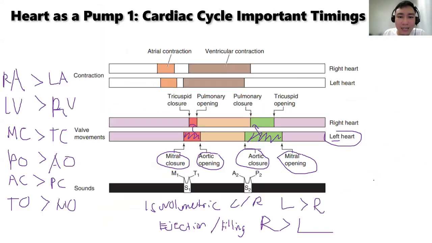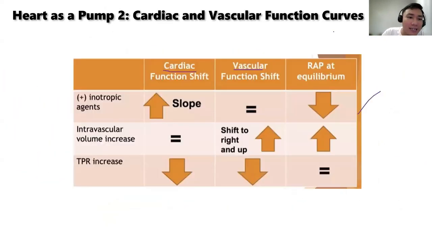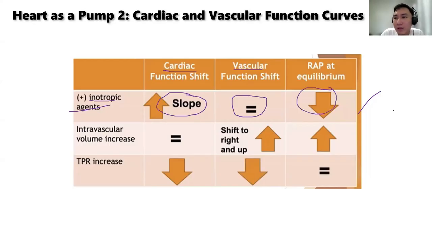Okay? So balikan lang natin tong table na to. I hope you now understand that inotropic agents which cause an increase in your cardiac contractility would increase the slope of your cardiac function curve, pero no change the vascular function, and your RAP at equilibrium will decrease. Kasi the more you're able to pump the blood, okay, the less blood will remain in the heart. Therefore, you will have a decrease in right atrial pressure.